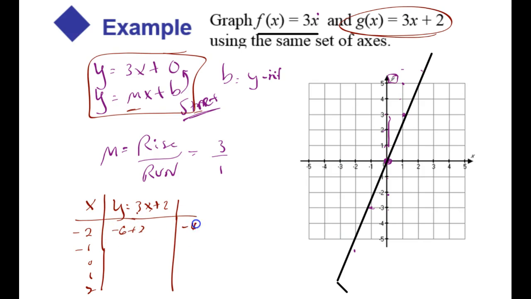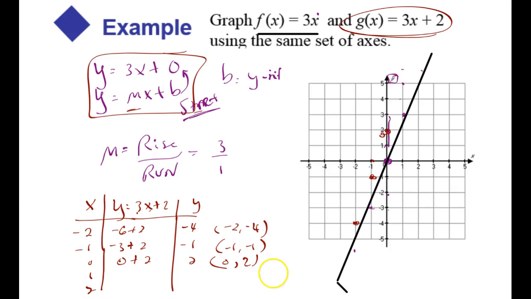But if you were to do the t-chart, we could go 3 times -2, which is -6, plus 2, which is -4. So that gives me the point -2, -4. If you plug in a -1, that's -3 plus 2, which is -1, or the point is -1, -1. If you plug in a 0, the y value will give me 2. So I could continue in this fashion. So let's see, 0, 2, -1, -1 is down here, -2, -4.